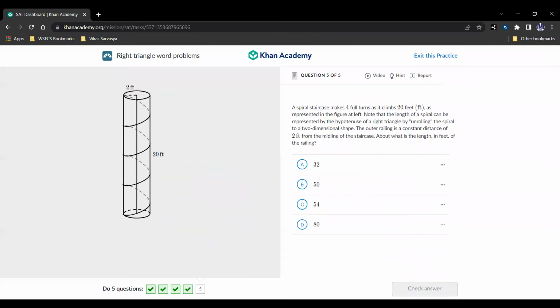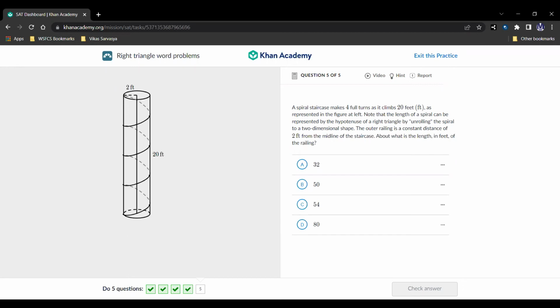Next question, here it is. A spiral staircase makes 4 full turns as it climbs 20 feet, represented in the figure at the left. The length of the spiral can be represented by the hypotenuse of a right triangle by unrolling the spiral to a 2-dimensional shape. The outer railing is a constant distance of 2 feet from the midline of the staircase. About what is the length in feet of the railing?